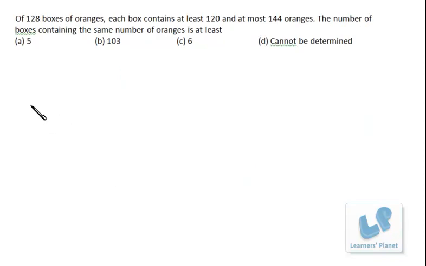Okay, now let's try this problem. Of 128 boxes of oranges, each box contains at least 120 and at most 144 oranges. The number of boxes containing the same number of oranges is at least. Friends, the problem is a bit difficult to explain but very easy to do. Okay, so just listen to me very carefully.